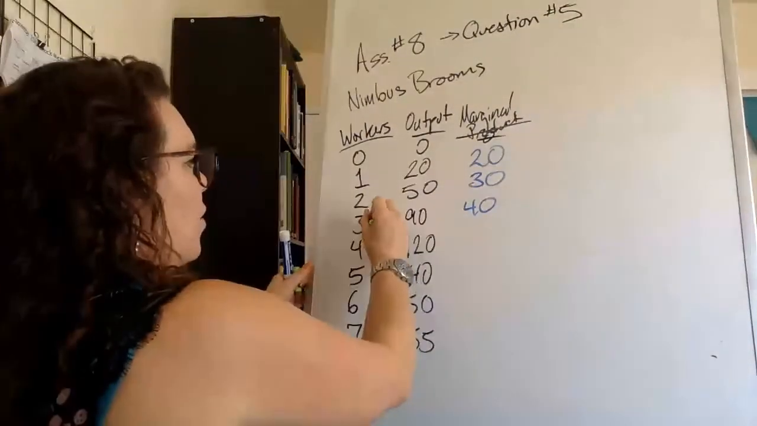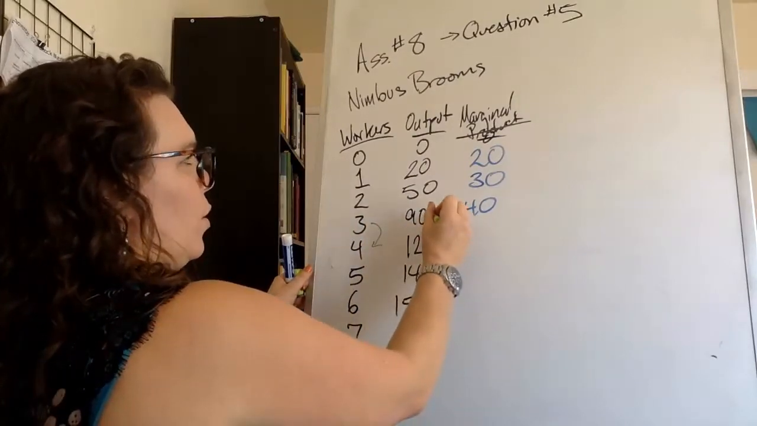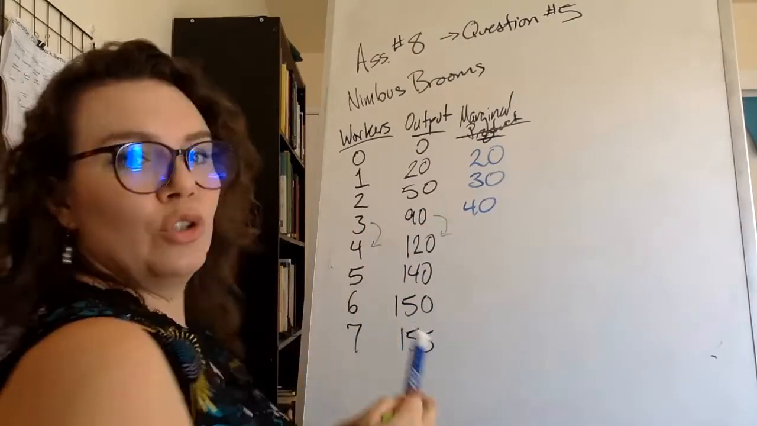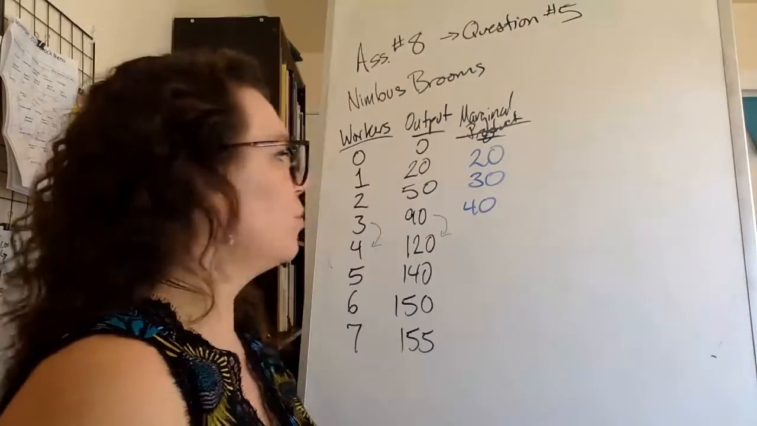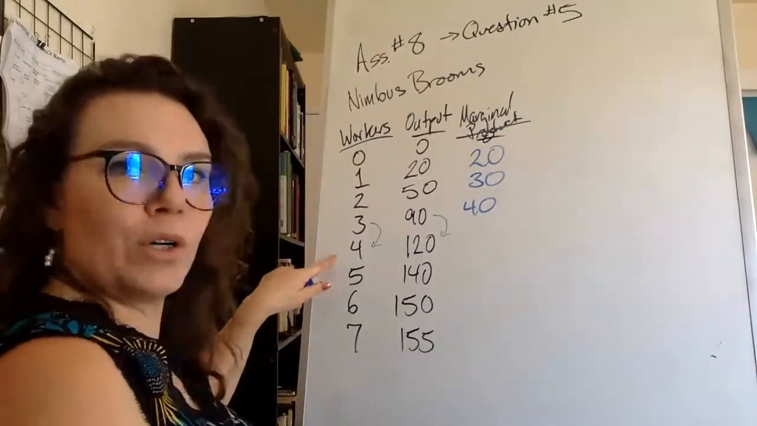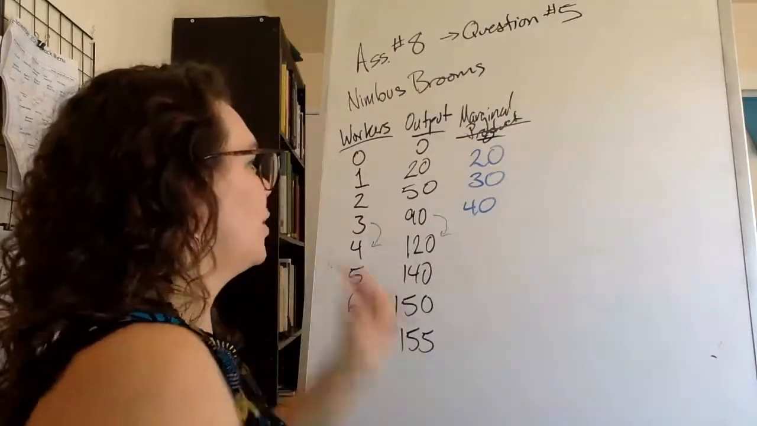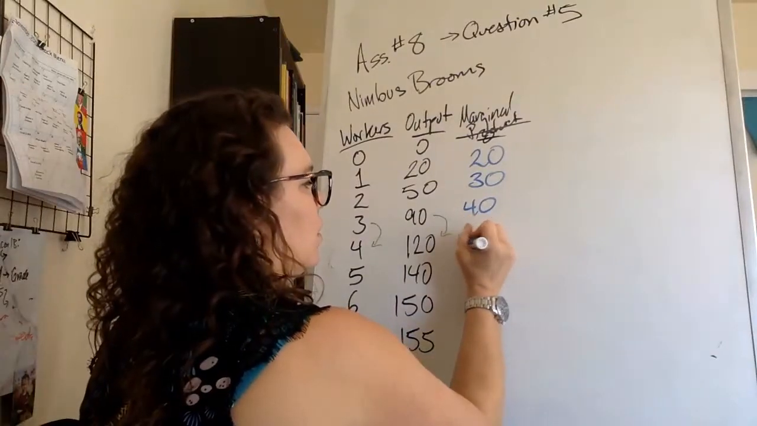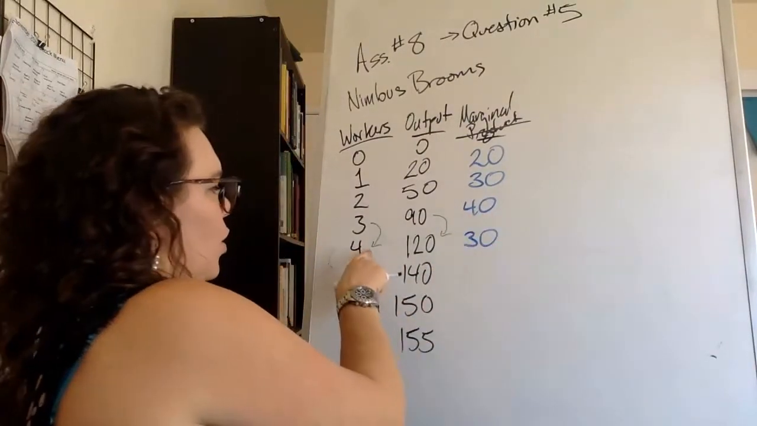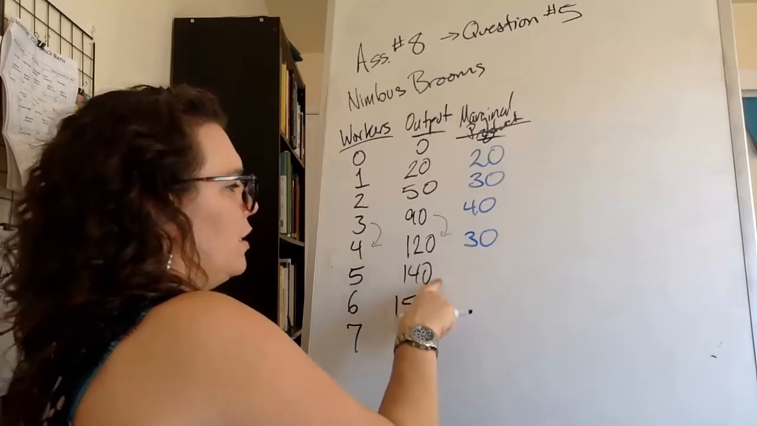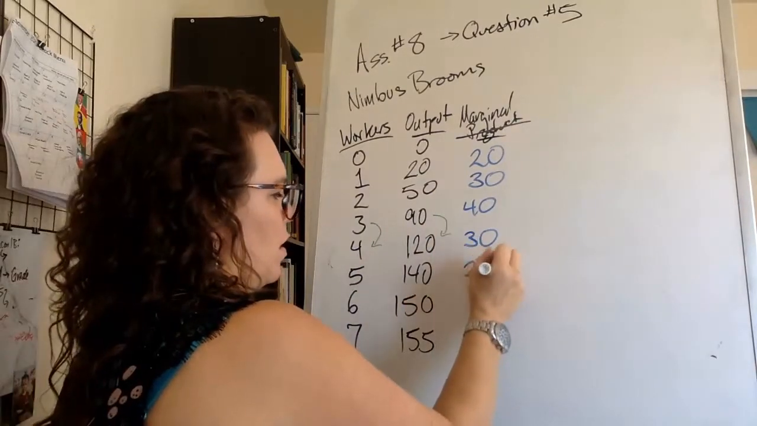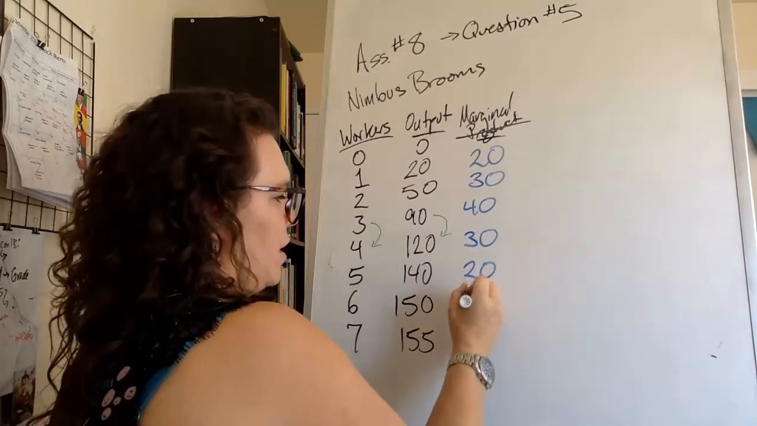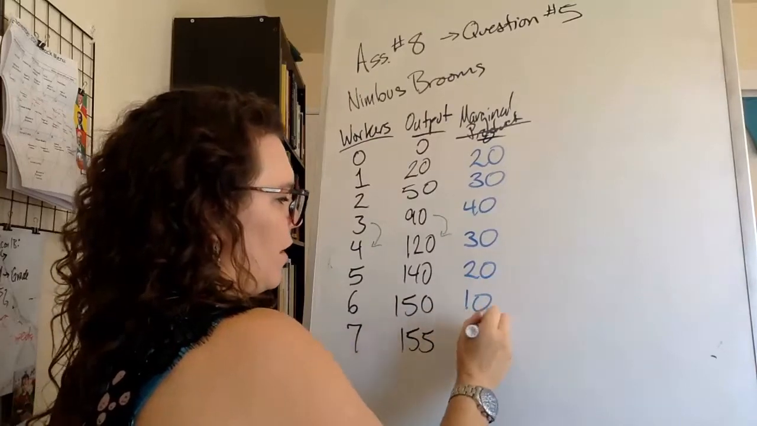If we go from the third worker to the fourth worker, we go from 90 brooms to 120 brooms. That means that fourth worker makes Nimbus 30 more brooms, and so on. Going from 4 to 5 takes us from 120 to 140, and then from 140 to 150, and then from 150 to 155.